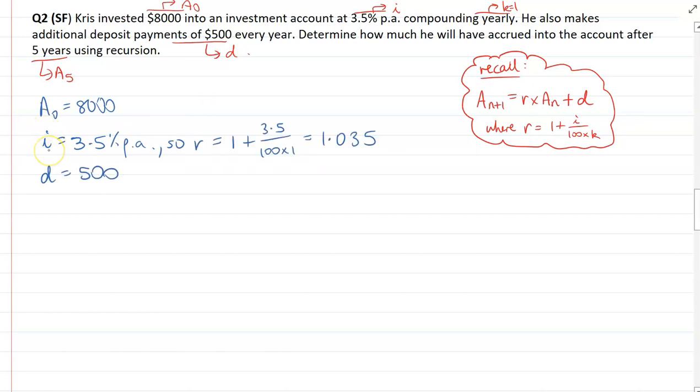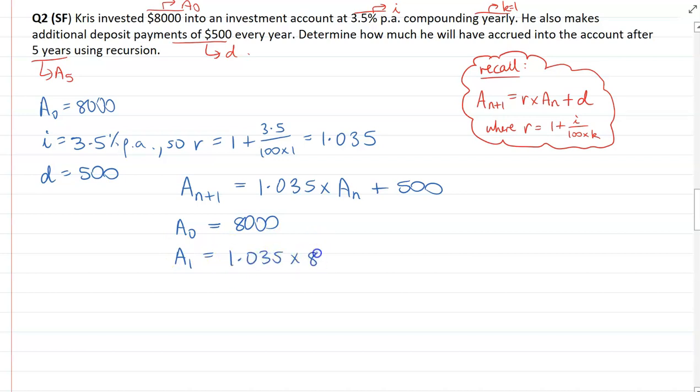Okay, so great idea to write down your facts. And then the first thing we need to find out is what is our recursion relation. So A(N+1) to get our next consecutive balance, put in our rate times the initial balance and add on that deposit of $500. So starting off, our initial balance is $8,000. After our first, we're simply applying that rate to our balance of 8,000 and adding on the 500.